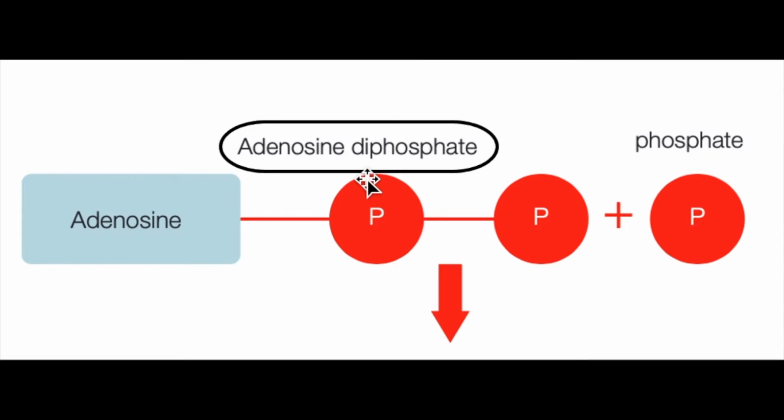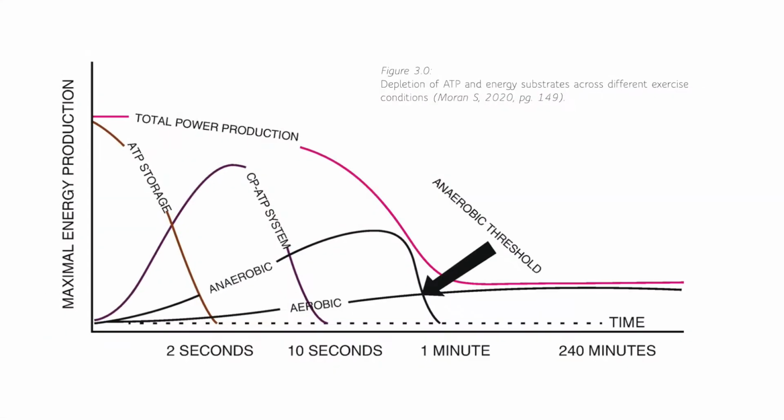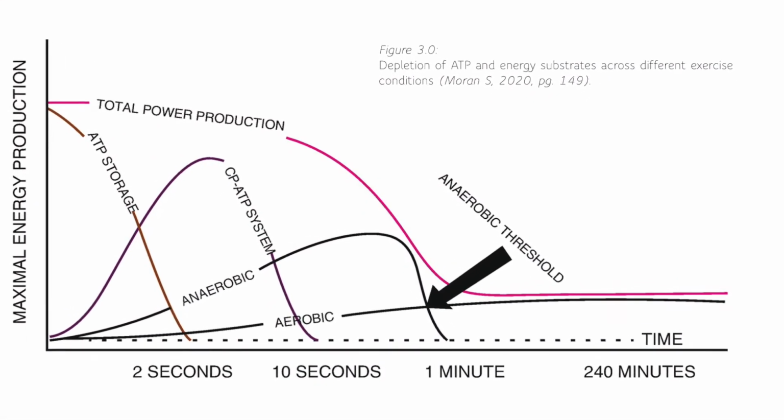As the body has approximately 2 seconds of maximal exercise before depletion of ATP, it is required to resynthesize through the utilization of energy substrates and food energy. 3 energy systems are required as mechanisms for resynthesizing ATP.